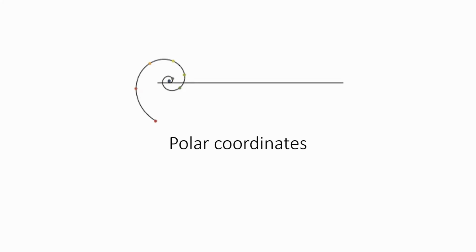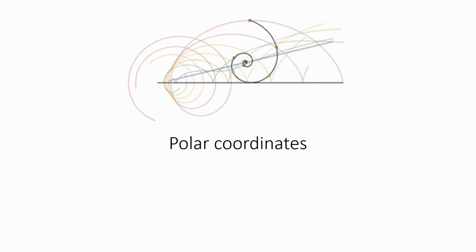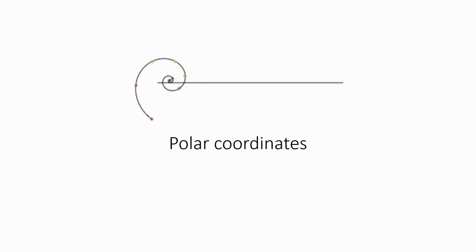In today's video, we are going to explore polar coordinates, their history, and their current uses. Polar coordinates are just an alternative way to describe points in a plane. Unlike the traditional Cartesian coordinates, which use x and y values, polar coordinates use distance and angle measurements.